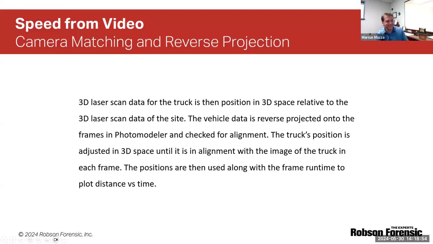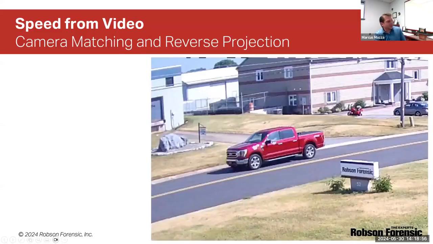So in this case, here's a frame. We get a zoom in of the truck here. This is already positioned, but again, if we were to reverse project our laser scan data of the truck in, if it were in the wrong position, it may appear over here or in front. And we're going to continue to move that laser scan data in three-dimensional space, reverse project it back into our image until we line it up with the actual image in the video.